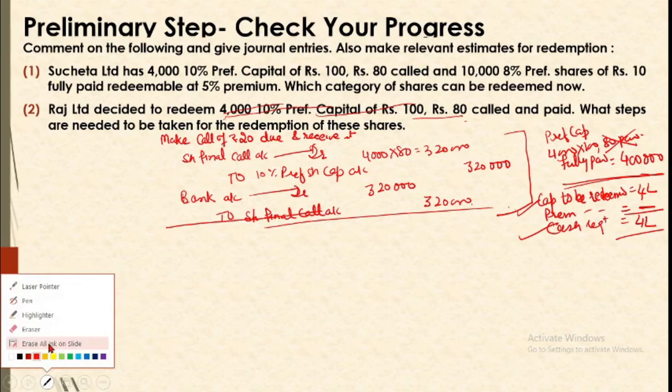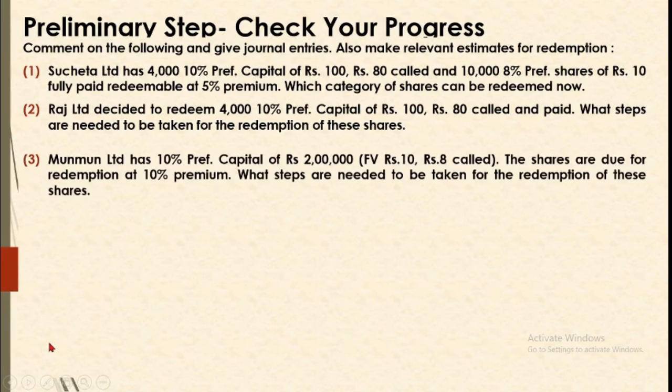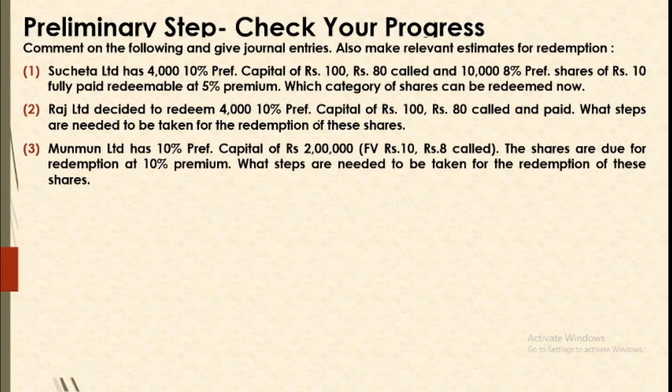Now this is clear, then we can take up the next. Now Munmun Limited has 10% preference capital of 2 lakh rupees, 10 rupees face value and 8 rupees called. These shares are due for redemption at 10% premium. Alright, now what steps are needed to be taken for the redemption of these shares? So what we need to do is, shares should be fully called and paid. So we will make final call. Since 8 rupees are called, so 2 rupees will be called. And the number of shares, since it is 8 rupees called and 2 lakh rupees of capital is there, it means you have 25,000 shares at the rate of 8.